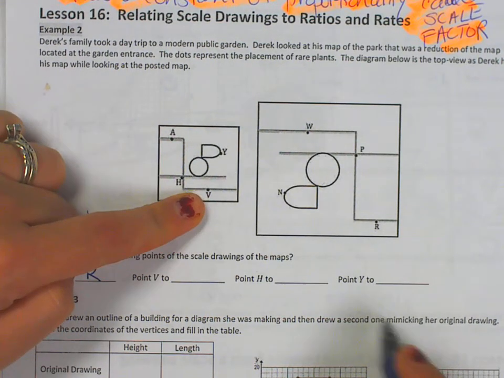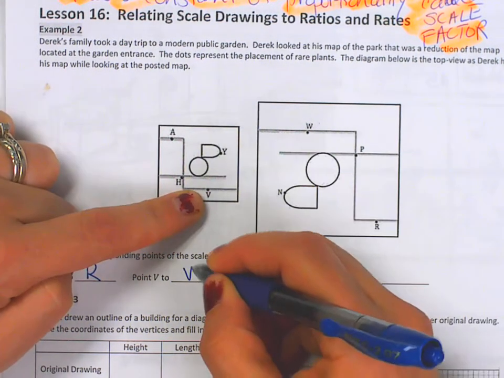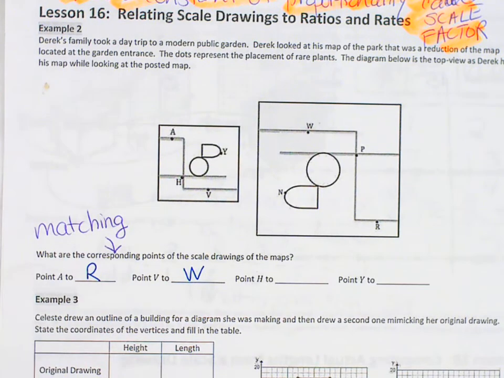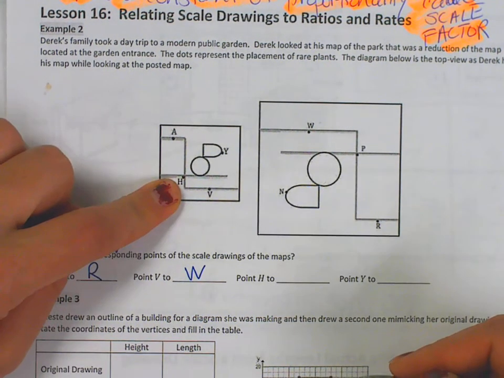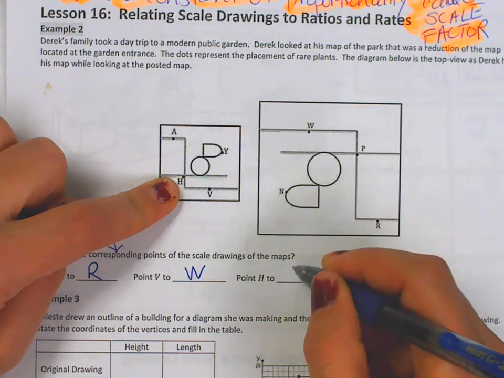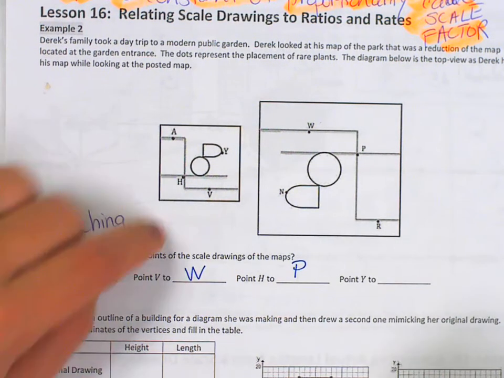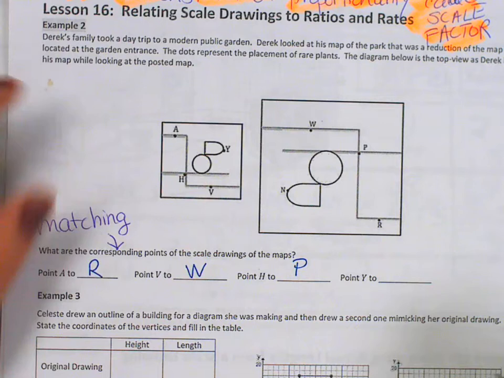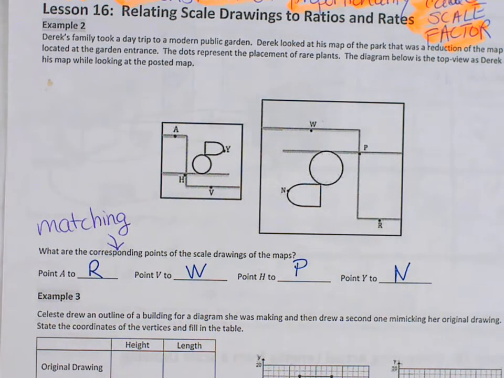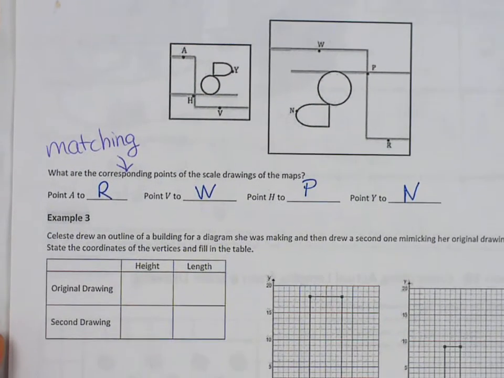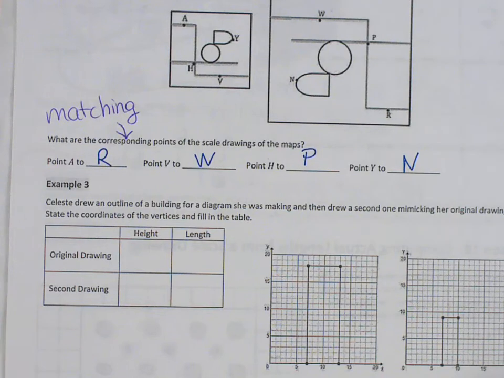V is going to match with W. It's the same spot on the map. Even though the map's a different size, it's on the same spot. H is at the intersection of two lines, so is P. Y is on the curve with a flat piece, and N is on the curve with the flat piece. You have to figure out what corresponds for you to be able to write ratios, and that's why this is in my ratio chapter. So at the bottom, we're going to do the correspondence, and then we're going to find the scale factor.